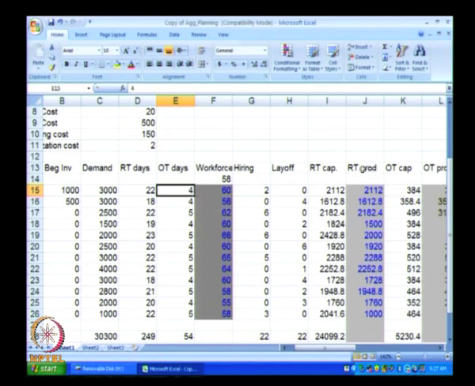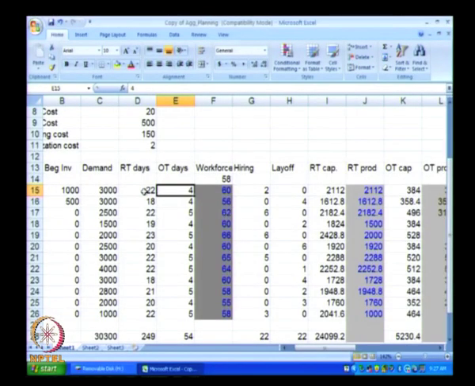So, now the regular time capacity and the overtime capacity not only depend on the number of days, it also depends on the number of people who are working in that month. We also assume that once we define 60, these 60 people are going to work on all the 22 days of this month. So, we have now defined the regular time capacities and the overtime capacities.